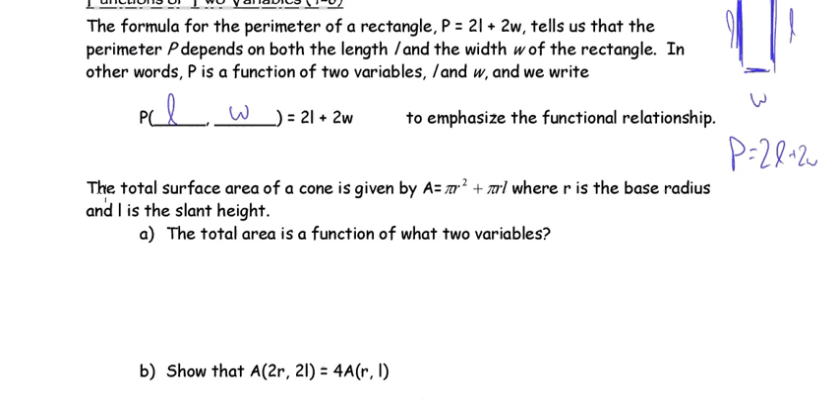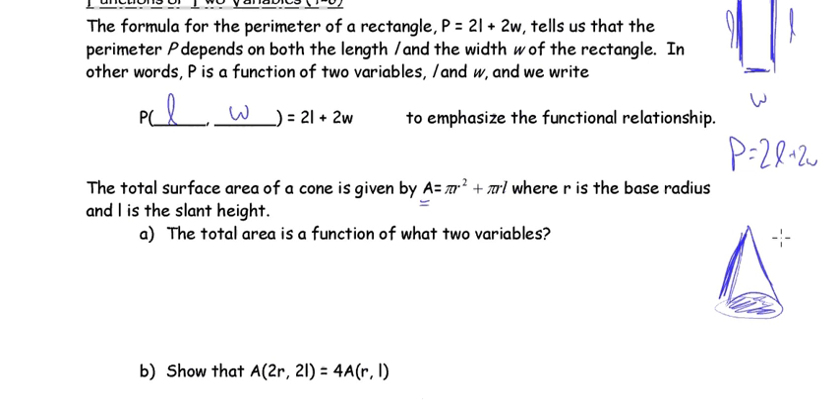Now, the total surface area of a cone is given by this area here. You can kind of think of a cone shape here. We're going to have the surface area of the base, which is the radius squared times pi, and then the rest of the cone. That lateral area is pi times the radius times the slant height. So the slant height is the length down the side.